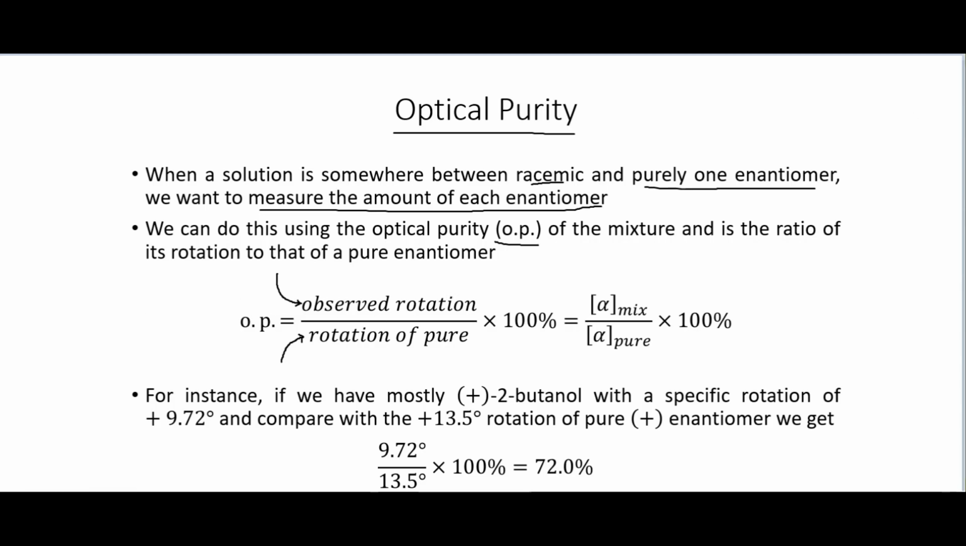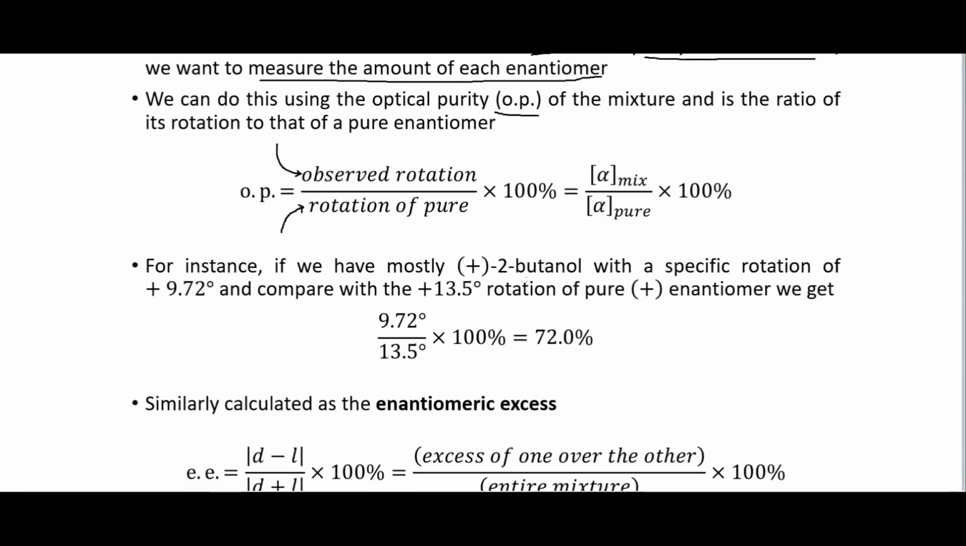So for instance, if we have mostly plus 2-butanol with a specific rotation of plus 9.72 degrees and compare it with a plus 13.5 degree rotation of the pure plus enantiomer, we get this. So this percent here is our optical purity. That's not the percent of the plus enantiomer in solution. We have to do more calculations for that. This percent here is just the optical purity, and so that's kind of its own percent there, although it will be used in the calculation of the actual amount of the plus enantiomer in our solution.